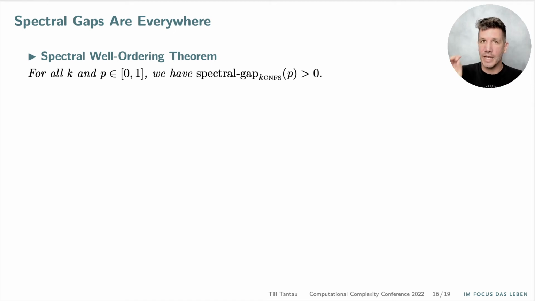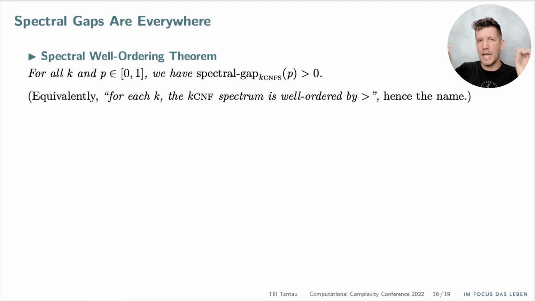So for every k and every p, there's always a spectral gap with respect to the k-CNF spectrum. So that's the result, which just tells us what we had, this result of Akmal and Williams, just follows from that, because the cooling algorithm is always going to work. Okay, so a few words on this. So first of all, why is it called the well-ordering theorem, why not the spectral gap theorem? Because this statement is actually equivalent in terms of basic set theory to the spectrum being well-ordered by the greater than relation. But that's just where the name comes from.